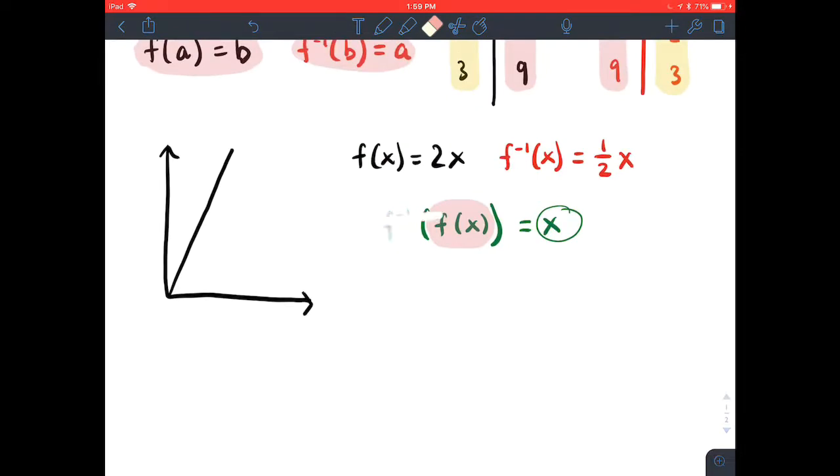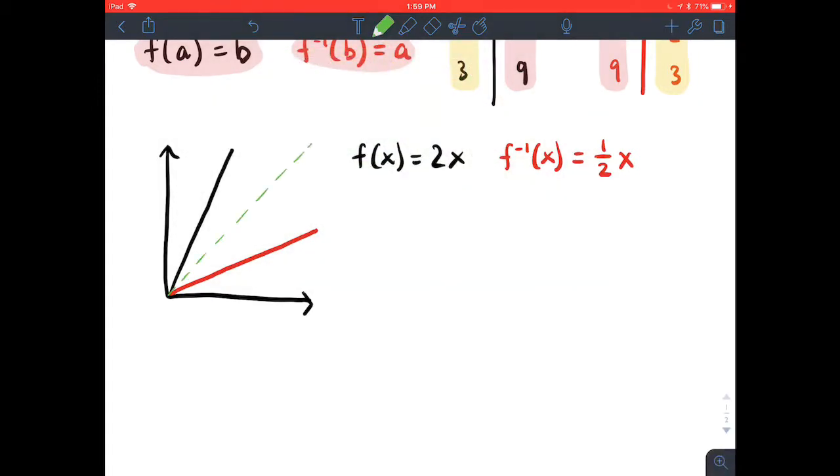So this was an example of a linear function and its inverse. If I wanted to graph the inverse function, it would also be a straight line through the origin, but with a slope of 1/2. As you can see, as we would expect, they are each other's mirror images across the line y equals x.